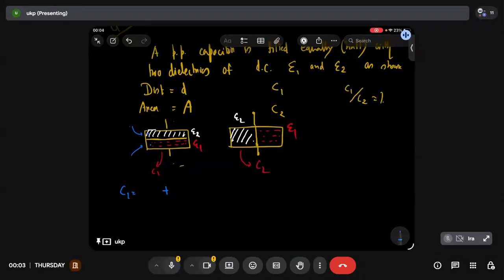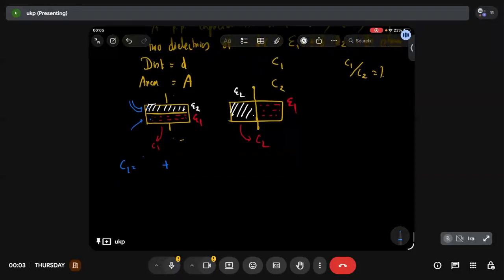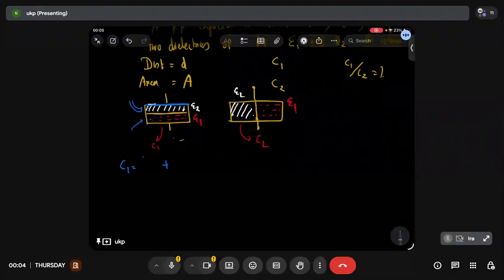What is the capacitance corresponding to this one? Area to pura hai na? Ye to pura area I am supposed to take. What is the complete area? Nothing but A into dielectric filled with relative permittivity of the dielectric material is epsilon 2. So it will be epsilon naught into epsilon 2, right?